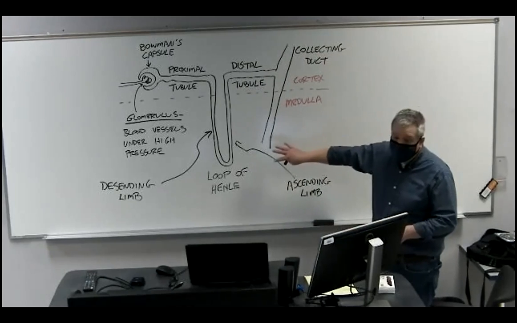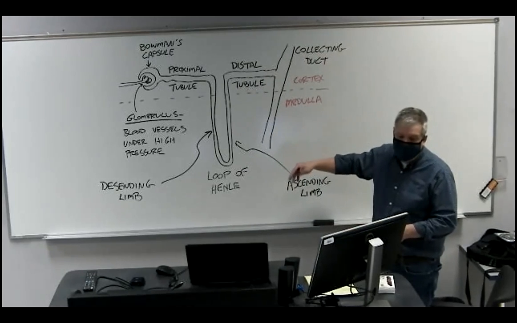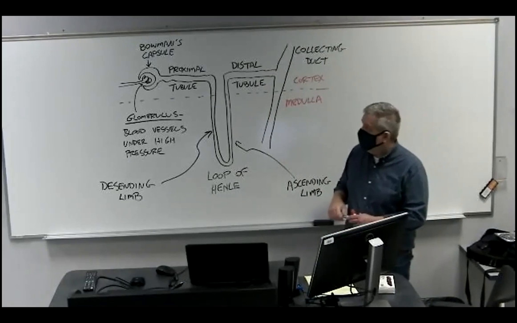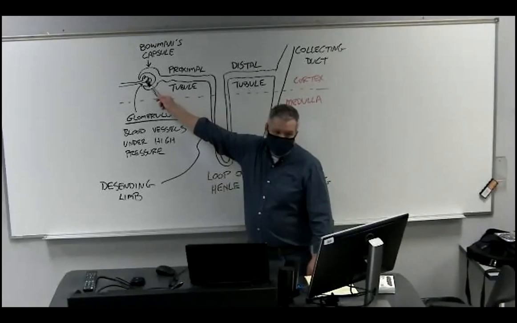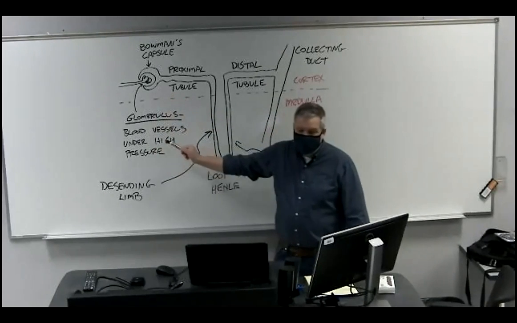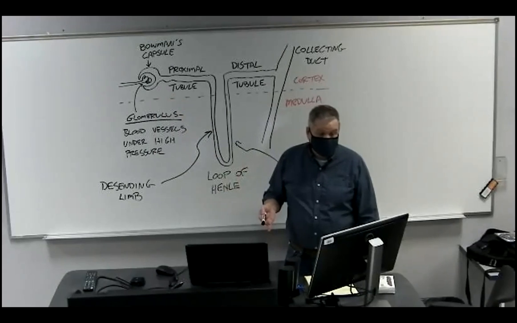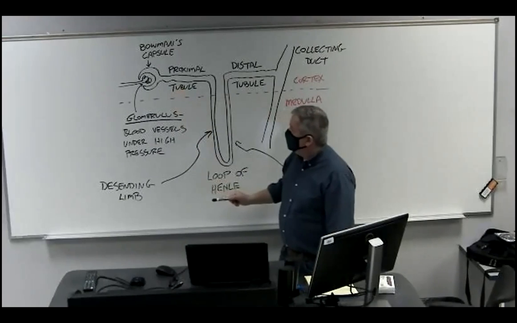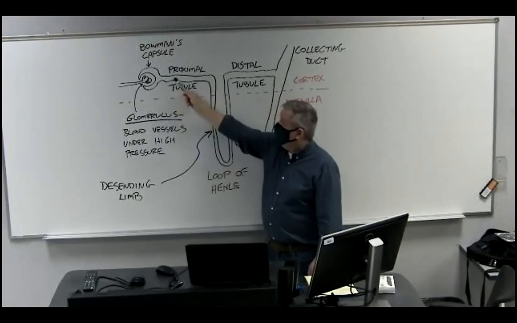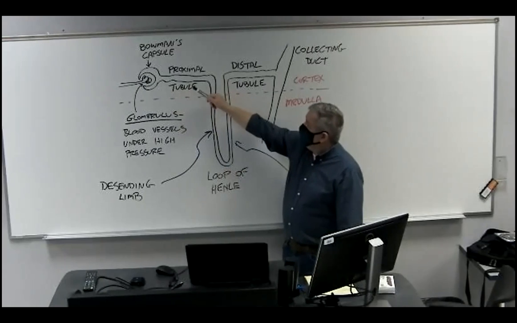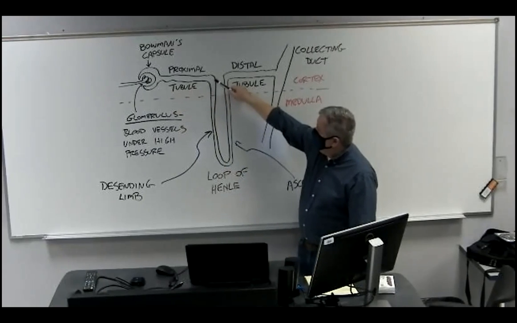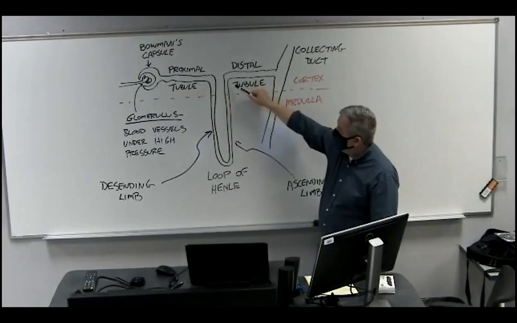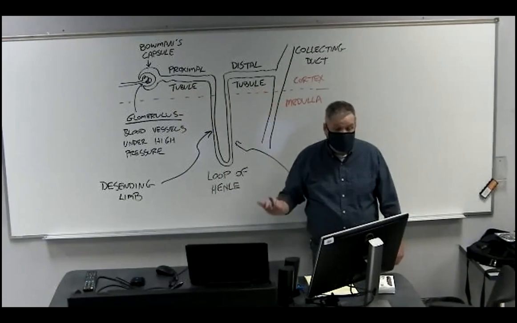Definitely know these for the upcoming quizzes and for the test next week. So again, just to go over the parts of the nephron really quickly, we have the glomerulus over here, which consists of blood vessels under high pressure. Surrounding the glomerulus, we have Bowman's capsule. Bowman's capsule connects to the proximal tubule. Proximal tubule connects to the loop of Henle, which goes down into the medulla of the kidney, then back up into the cortex.